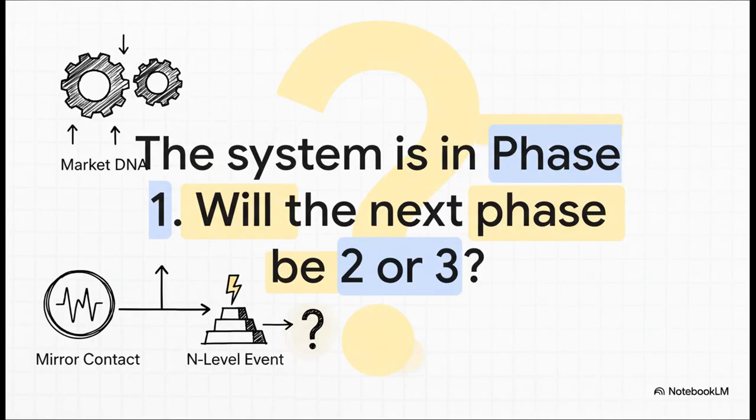And that's where we stand at the end of this initial documentation. The system is in phase 1, and what happens next is still an open book. The big question this case study is waiting to answer is, which event will we see next? Will it be the mirror contact of phase 2 or the end-level event of phase 3? We'll just have to wait and document what happens.